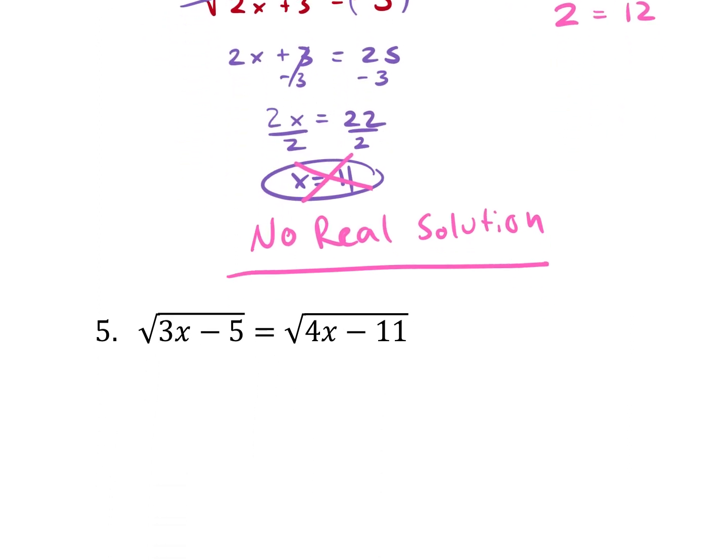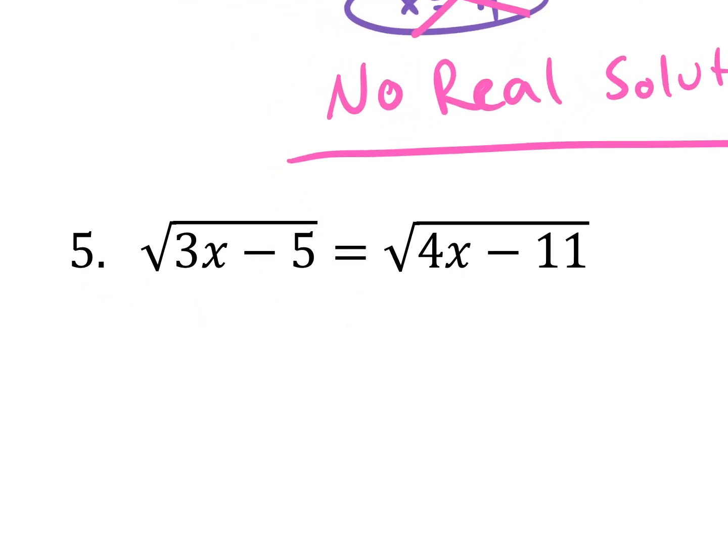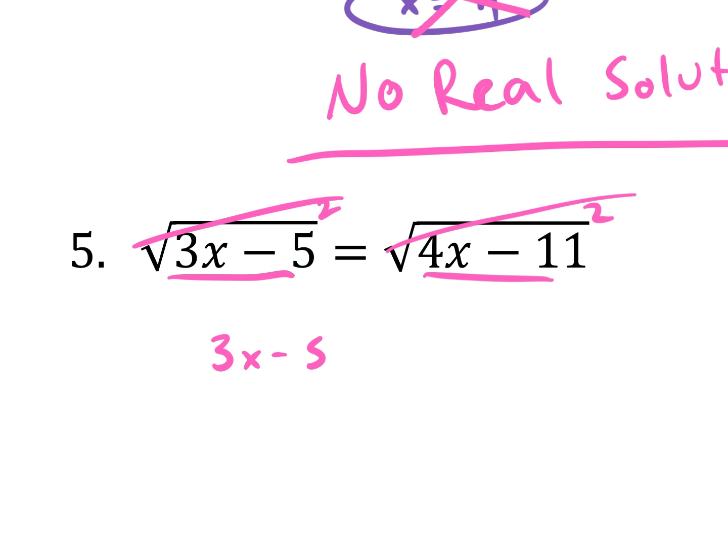So every time you have radicals or fractions, you always need to check for extraneous solutions. Plug your answer back in. For number 5, if I have a square root equals a square root, what would I do? Square both sides, so the square roots cancel. So we're just setting everything under the square root equal to each other. So 3x minus 5 is equal to 4x minus 11.